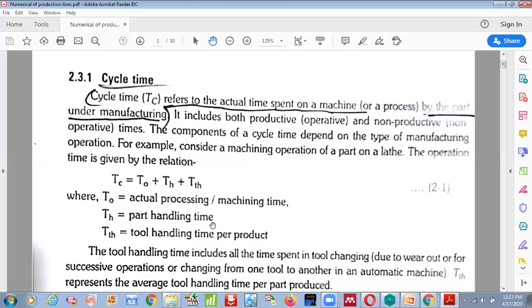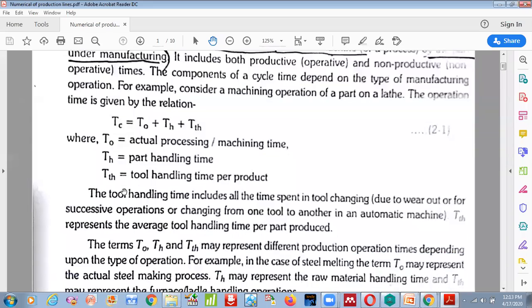Now this part handling time includes fixing the workpiece in a fixture and removing the workpiece after the processing. These are all called work handling time. Then TTH refers to the tool handling time per product. That means, for one product, what is the tool handling time, irrespective of the tool. All these added together give us the cycle time.